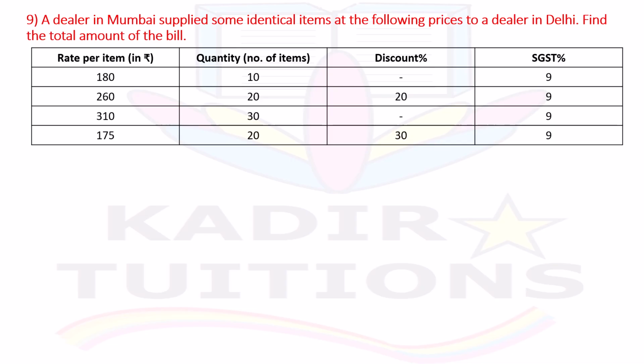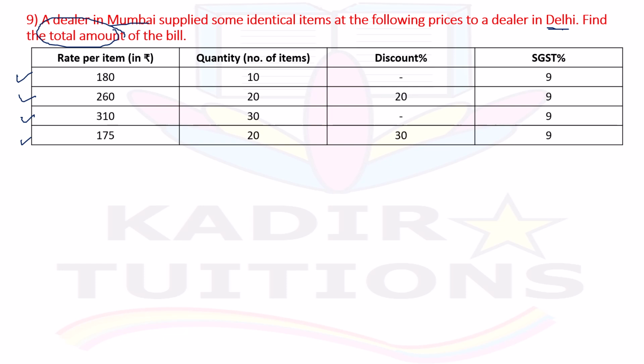In this question, a dealer in Mumbai supplies some identical items at the following price to a dealer in Delhi. So clearly what transaction is it? It's nothing but an interstate transaction. So we need to find the total amount of the bill. Okay, so first we will calculate for each and every item. For the first item, you can name it, or else just keep it as such.